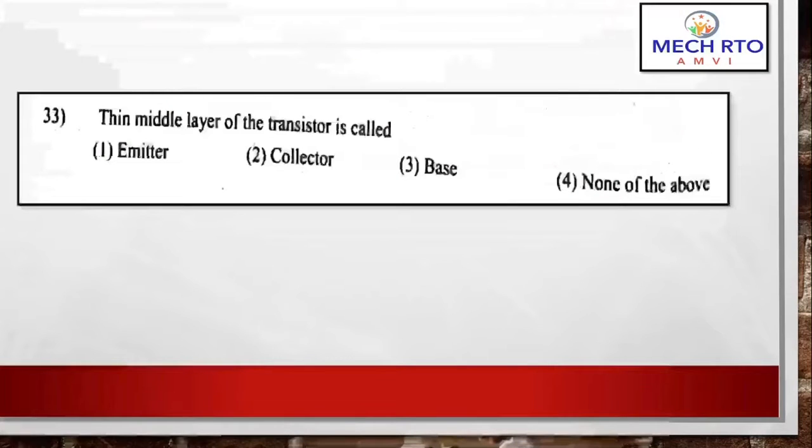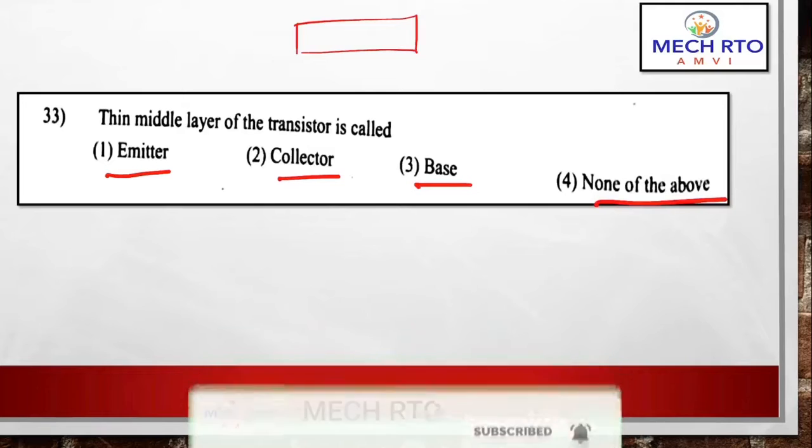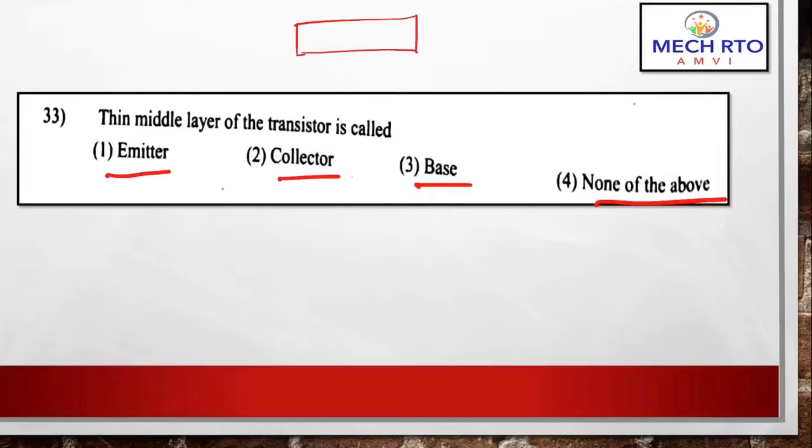The thin middle layer of the transistor is called as: options are emitter, collector, base, and none of the above. So basically, if you know the diagram of a PN junction diode, this is a transistor, right? Not a PN junction diode. A transistor is basically PN junctions connected to each other, right? If you consider a PNP transistor, this will be the base region, right? So the base is a very thin middle layer of the transistor, so the correct answer would be 3, right?